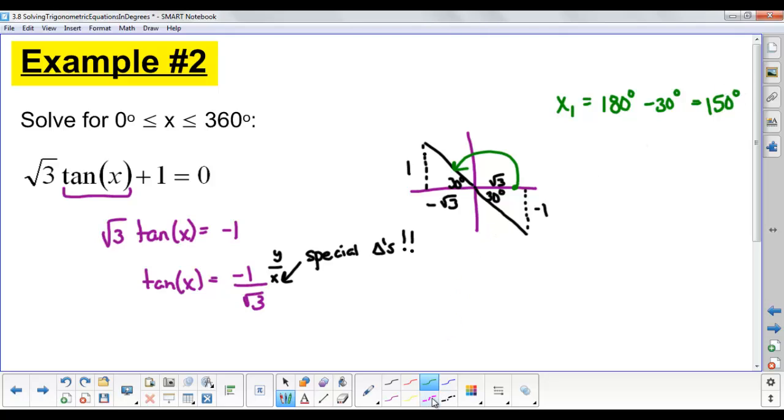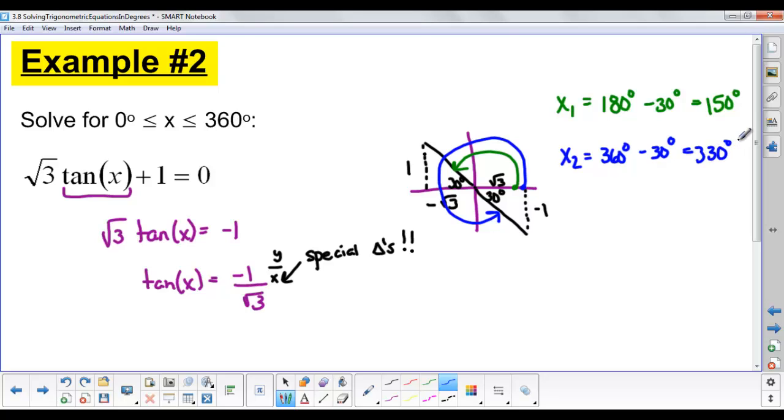Now our second possible answer, again, start at the terminal arm and rotate counterclockwise. So for x2, we could have gone full circle, which is 360 degrees, but we, again, stopped 30 degrees before that, so 330 is another possible answer.